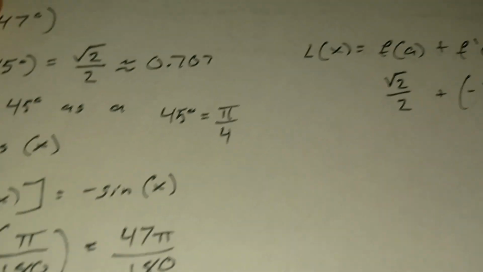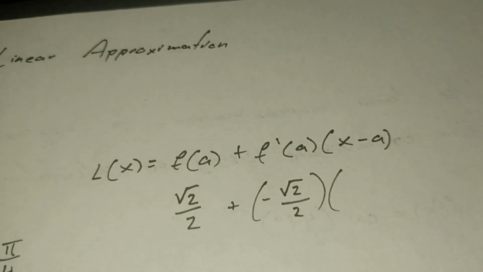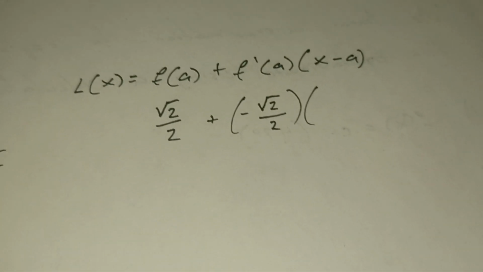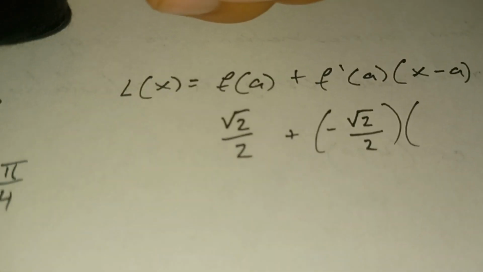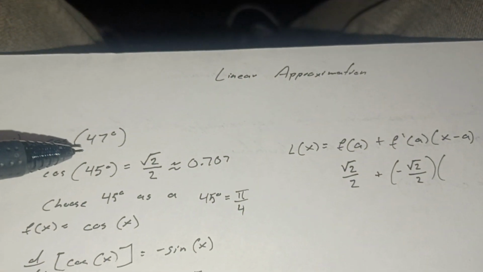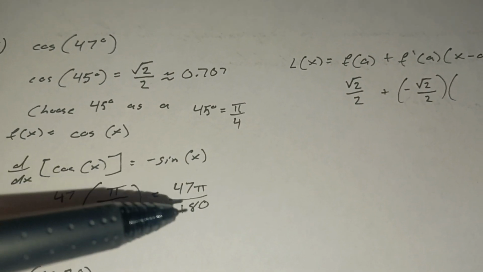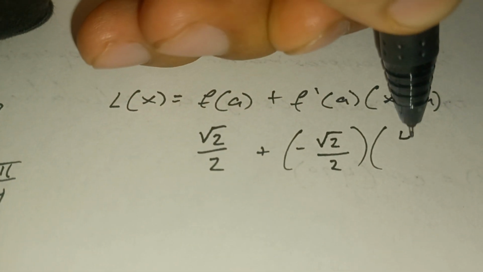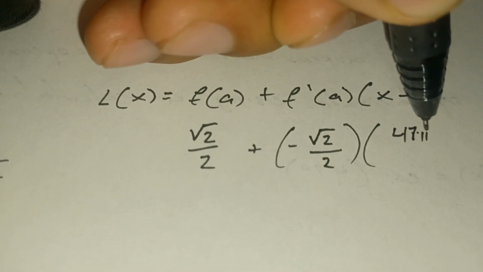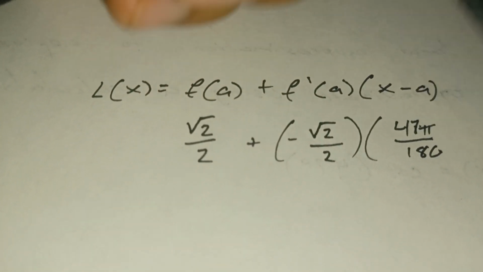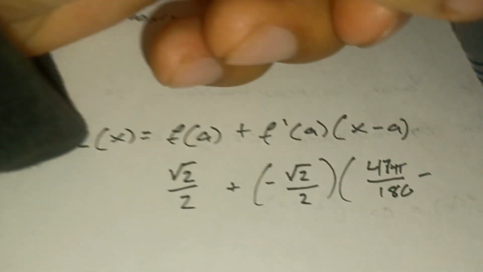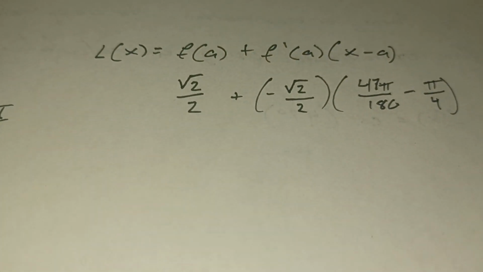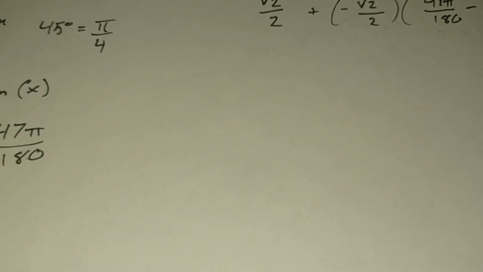All right, now let's go ahead and plug in our change in x. So our x was the 47 degrees. That's our x, and our x converted to radians is 47 pi over 180. Let's put it here: 47 pi over 180 minus our a, 45 degrees, pi over 4, minus pi over 4.